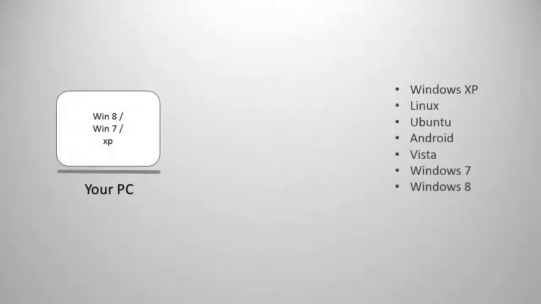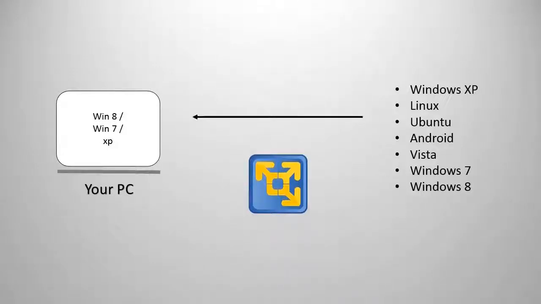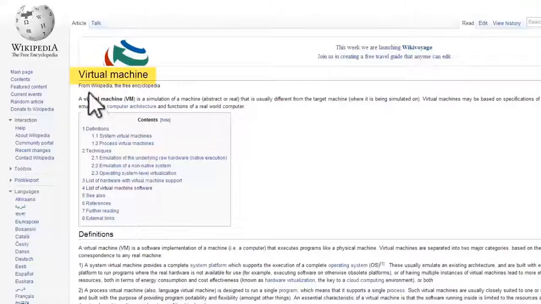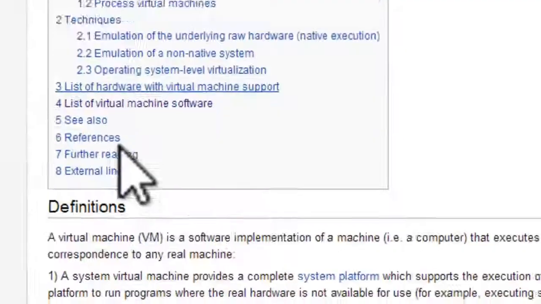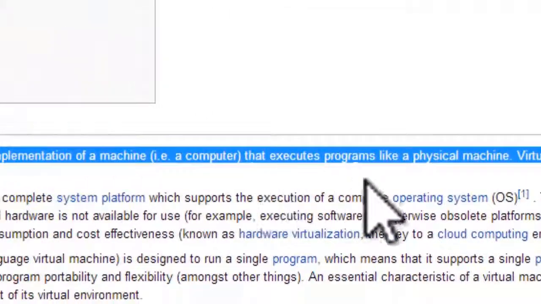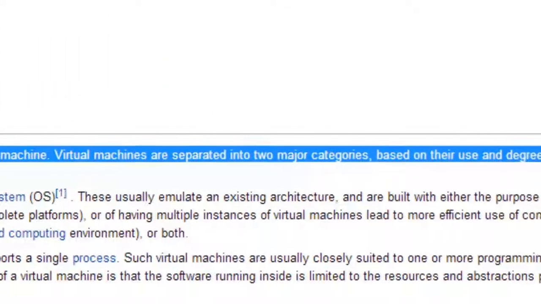If you are using a Windows 8 PC, you can install Windows XP, Linux, Ubuntu, Android, Vista, Windows 7 or Windows 8 with a virtual machine. Now let's find out what a virtual machine is. There is a pretty article about virtual machine in Wikipedia. Here is the Wikipedia article. It defines a virtual machine as a software implementation of a machine that executes programs like a physical machine.